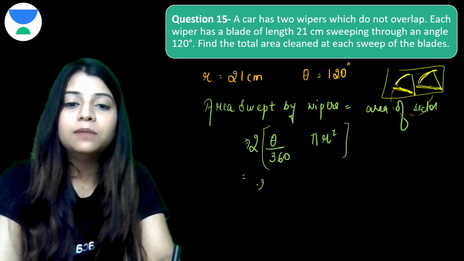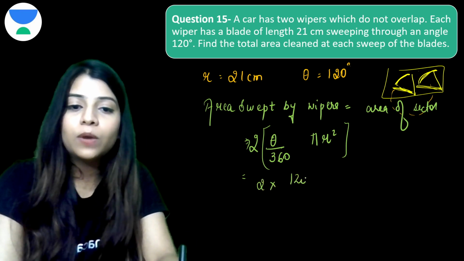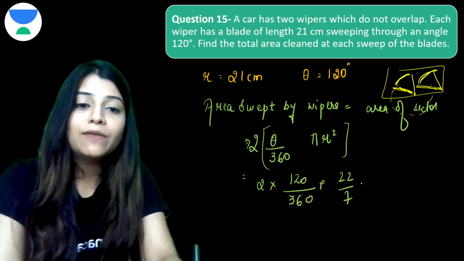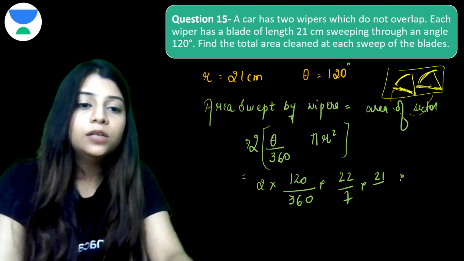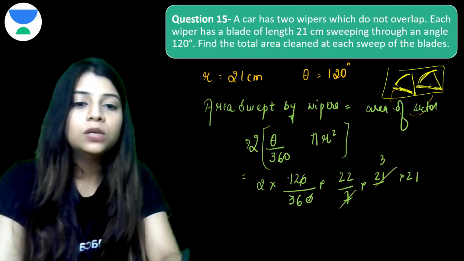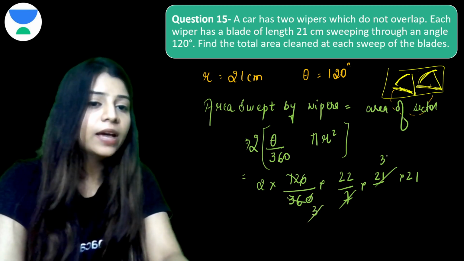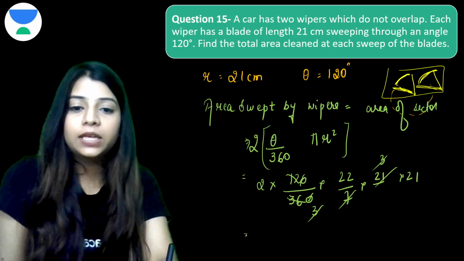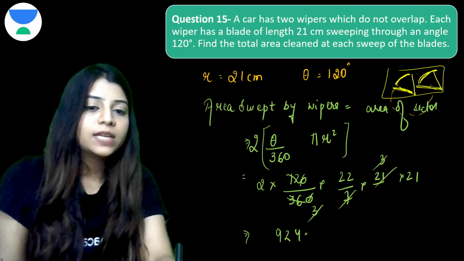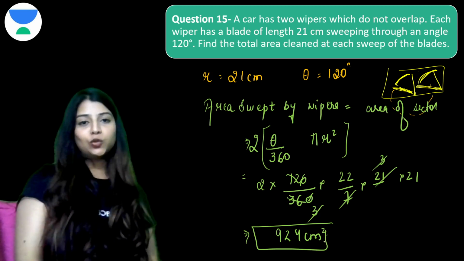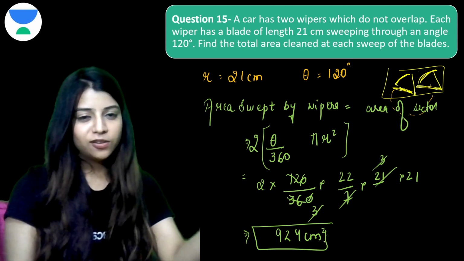All right, so here it becomes 2 into theta, which is given as 120, upon 360. Pi is given to be 22 by 7. Radius is your 21 into your 21. So 7, I can cancel out 21 by 3, 7 into 3, and here I can cancel out 3 and 3. If I multiply the remaining terms, I'll get the area as 924 centimeter square. So this is the area which is swept by the two wipers of the car.